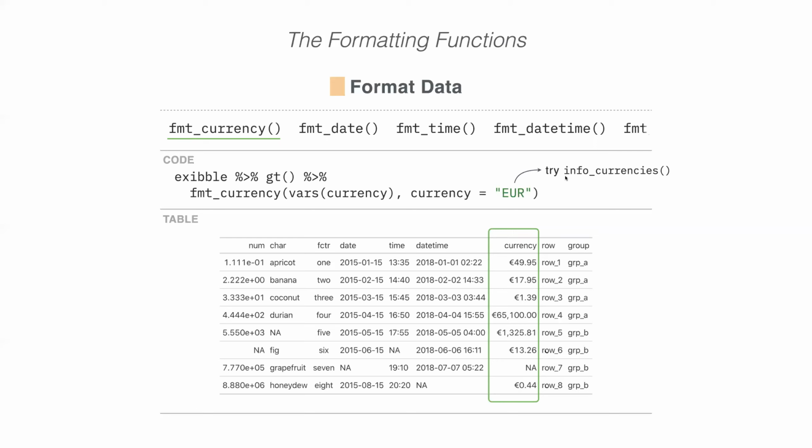It has a helper function here, well, an info function. You just type that in, and it'll give you a table of all the currencies that GT knows, which is like 200 currencies. It gives you examples in that table. It's really nice.